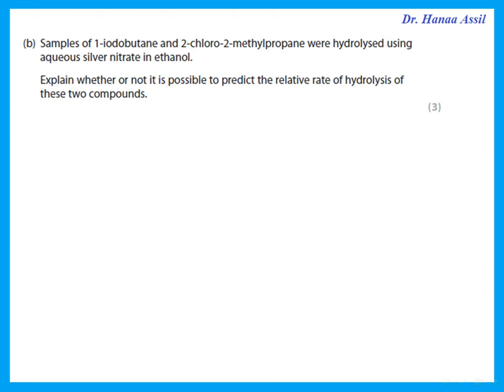Samples of 1-iodobutane and 2-chloro-2-methylpropane were hydrolyzed using aqueous silver nitrate in ethanol. Explain whether or not it is possible to predict the rate of hydrolysis of these two compounds. Okay, let's take a look at the compounds. This is 1-iodobutane. And 2-chloro-2-methylpropane, so that's this. Okay, which one should react faster?